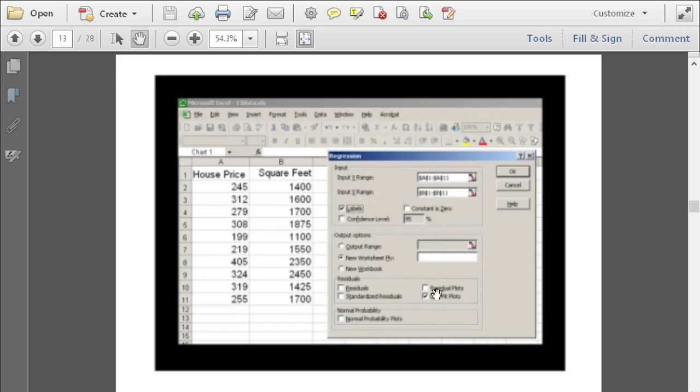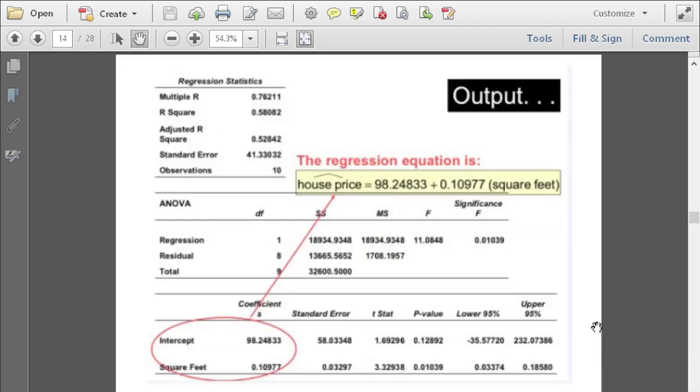And then outputs here, you can click new worksheet if you want to have a new worksheet to pop up. And also you can click here some residuals or diagrams that you can use for your further analysis. So there's a residuals, there's a standardized residuals, residual plots, and then line fit plots, and then there's also the normal probability plots. Okay, next.